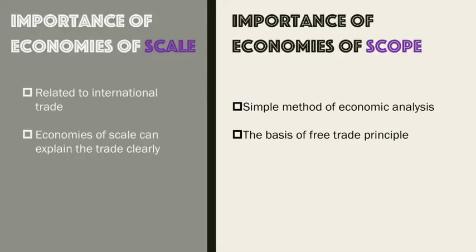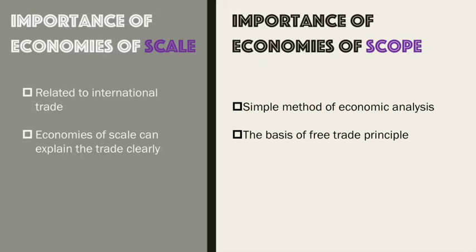Then, let's analyze the importance of each strategy in our daily lives and the whole society. For the economics of scale, it is directly and closely related to international trade because it means the production of a larger scale can be achieved at a lower cost. It can be used to explain the trade between countries. So it is important and meaningful for people to understand what international trade is and how it works. For the economics of scope, it is a simple and easy method for people to analyze economics, and it is easier for people to understand some economics concepts. Also, it is based on the principle of free trade.